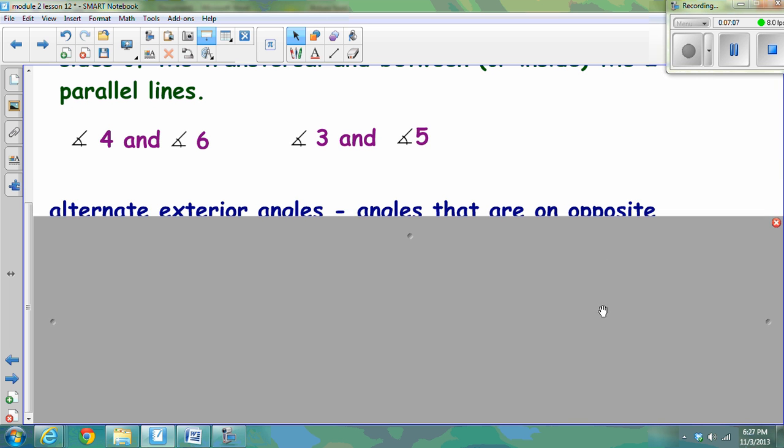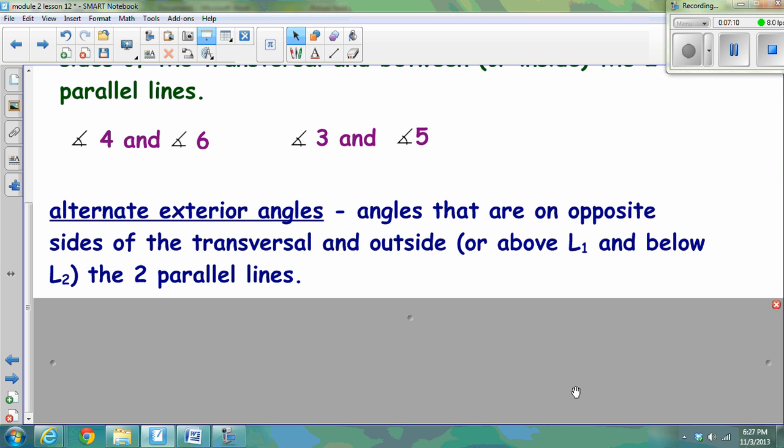The last definition is alternate exterior angles. They're angles that are on opposite sides of the transversal, but they're outside the two parallel lines. They're either above line 1 or below line 2. So copy this down. If you need to pause the video, pause it, and we're going to go back and look at the picture of the 8 angles.